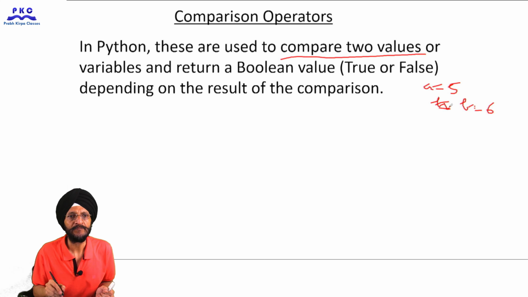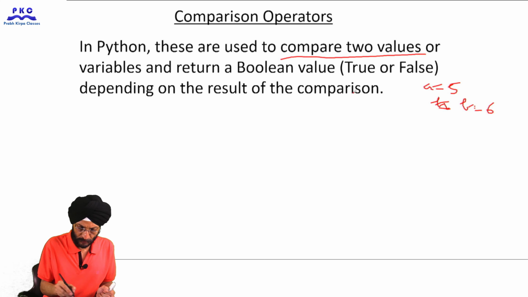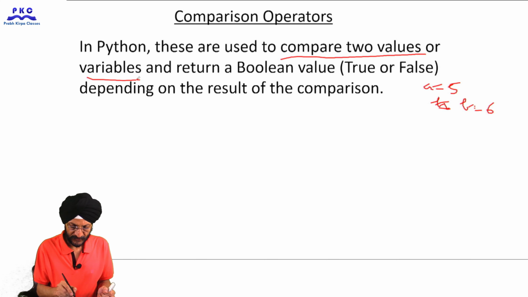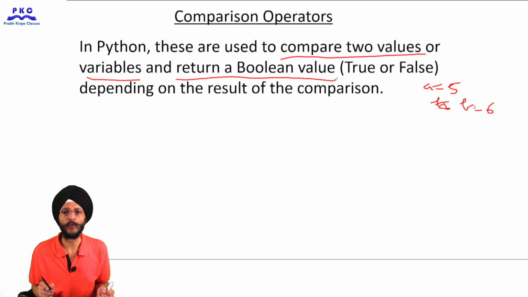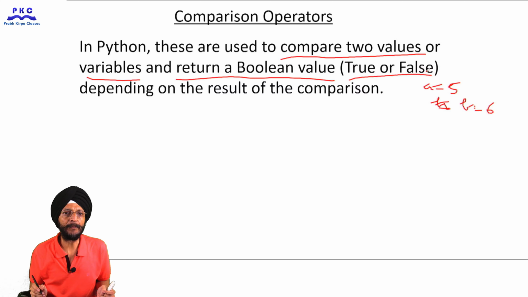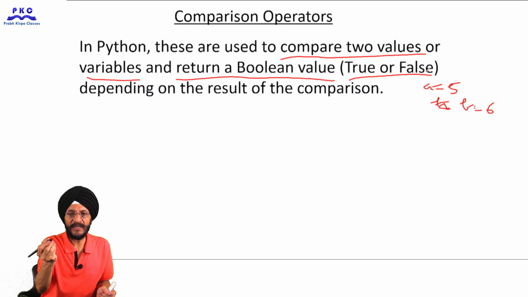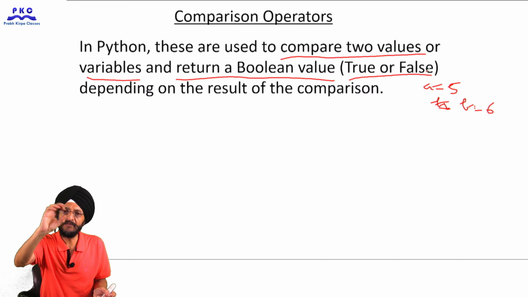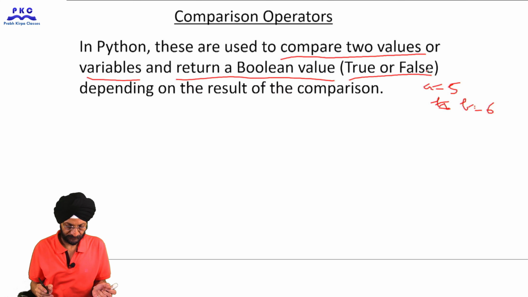So in Python, comparison operators are used to compare two values or variables and return a Boolean value, true or false, whether A is equal to B, 5 is equal to 6, just like. Depending on the result of the comparison. What is the result of the comparison? It will be given as true or false.